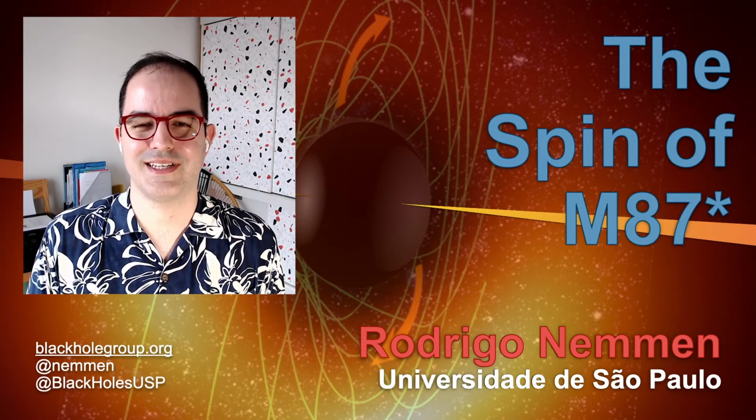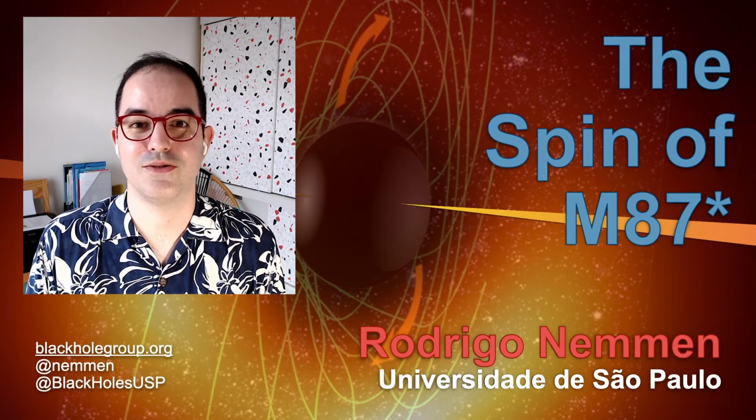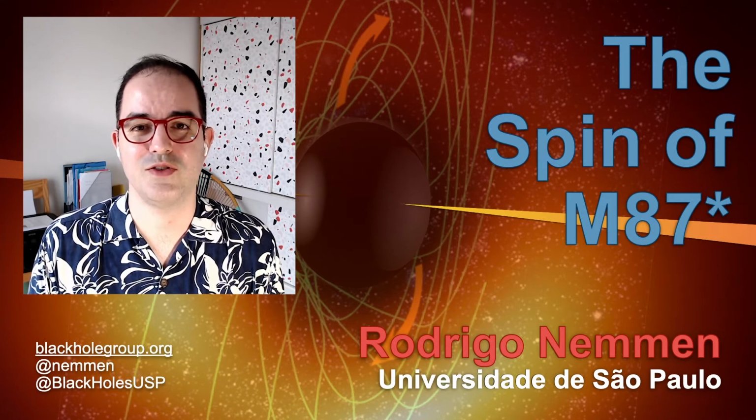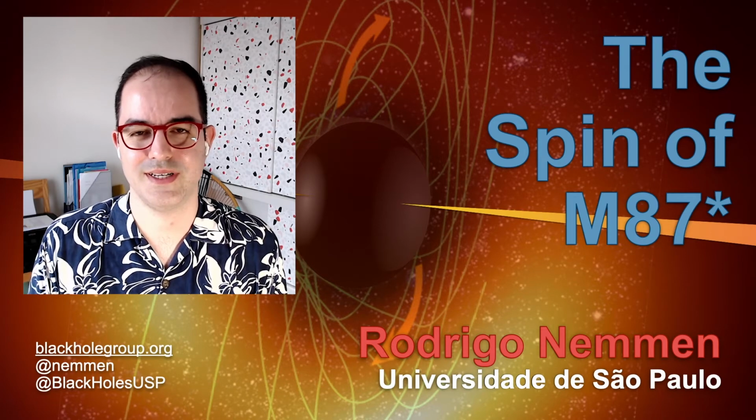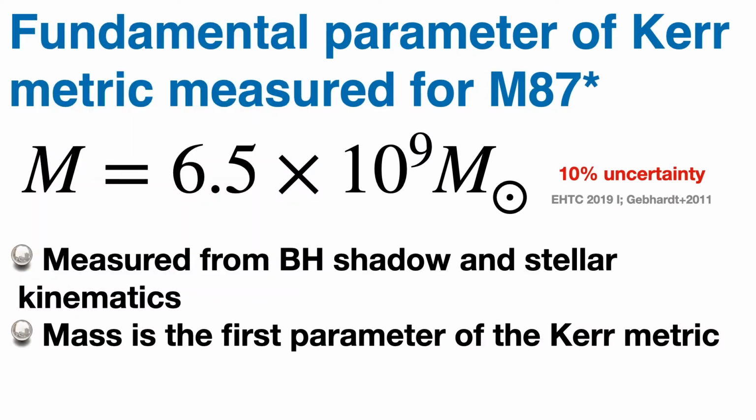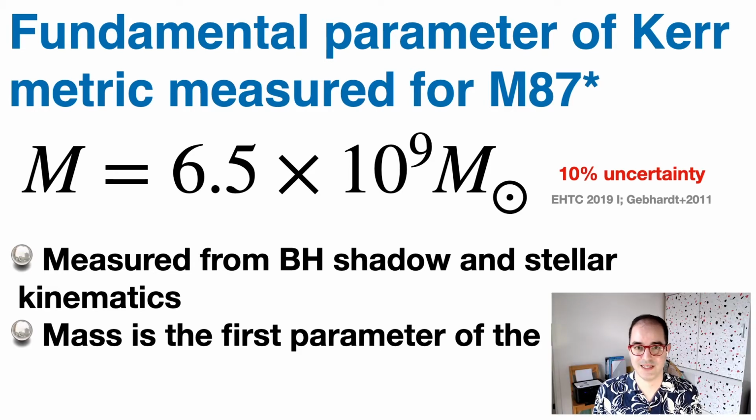Today, I'm very excited to tell you about new constraints on the spin of the supermassive black hole in M87, also known as M87 star. So the Kerr metric has two fundamental parameters, as we know, the mass and the spin. And we know that M87's mass has been very well measured.